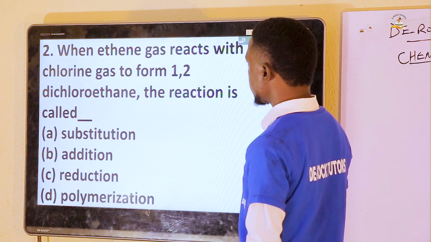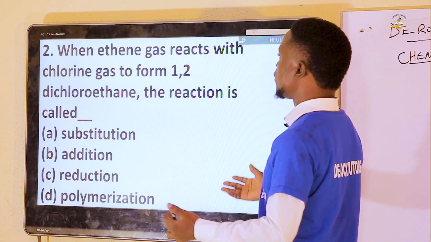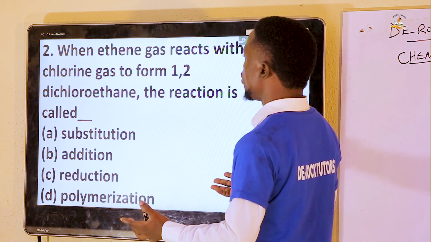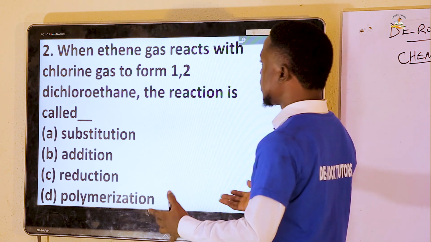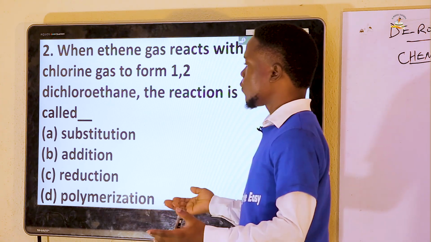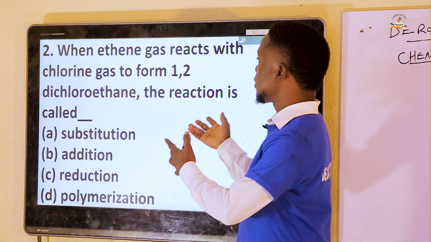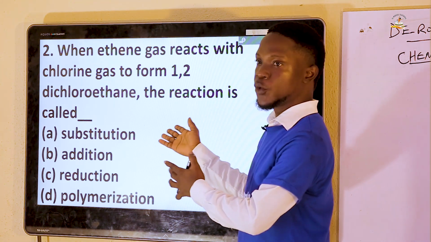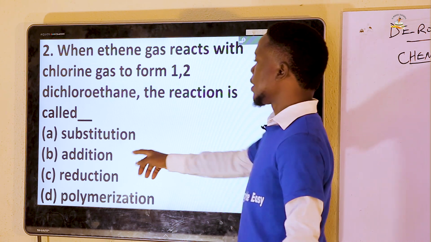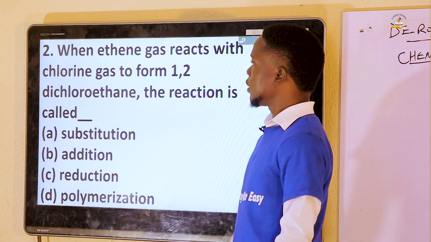Next. When ethene gas reacts with chlorine gas to form 1,2-dichloroethane, the reaction is called, this is an example of an addition reaction. When ethene gas reacts with chlorine gas to form 1,2-dichloroethane, it is an addition reaction. So the answer is option B. Next.